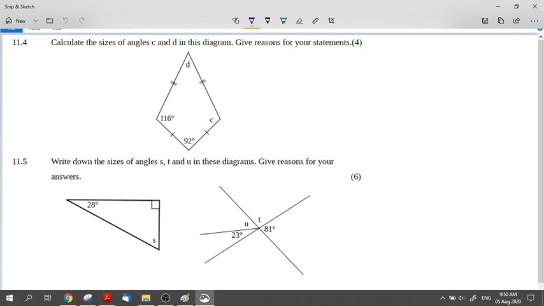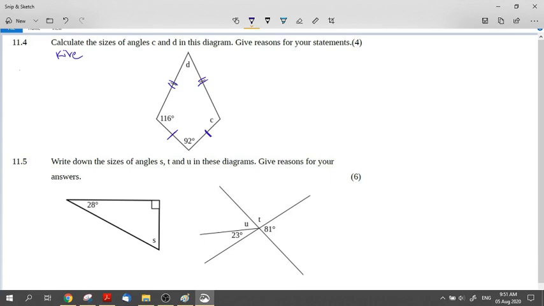Now, if we look at this shape here, can you see this side is equal in length to this side, and this side over here is equal in length to that side. So I've got 2 sets of sides of the same length that are adjacent to each other. So this shape is a kite, okay? So it is a quadrilateral called a kite.